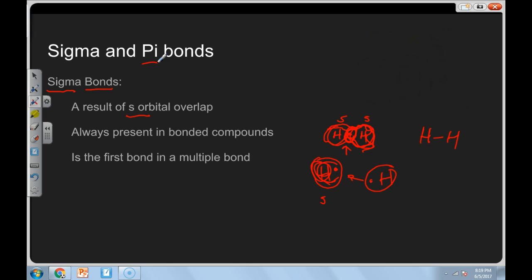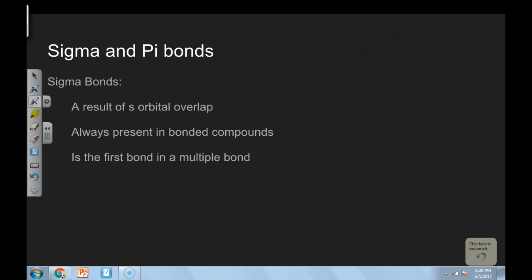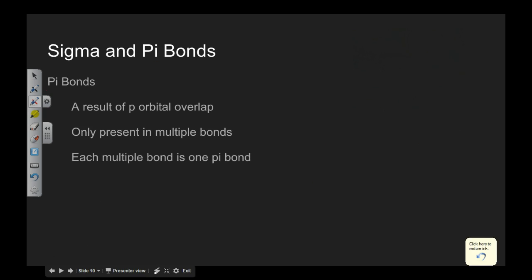Molecular compounds are always bonded together. So if it's a covalent bond, no matter what, you're going to have at least a sigma bond. And if you have a compound that has a multiple bond in it, the sigma bond is always going to be there, and it's always going to be what I call the first bond. That makes a little bit of sense, I guess, but let's move forward.